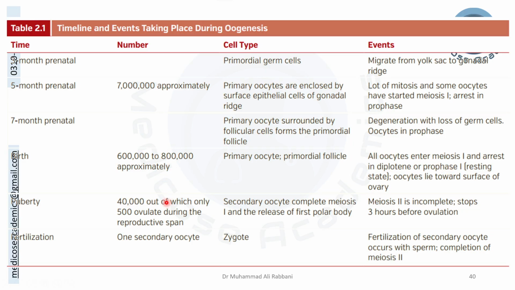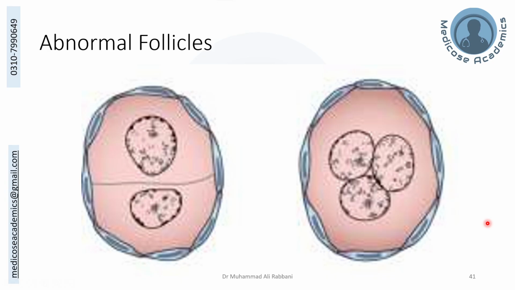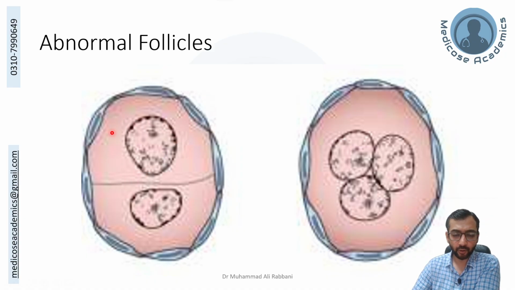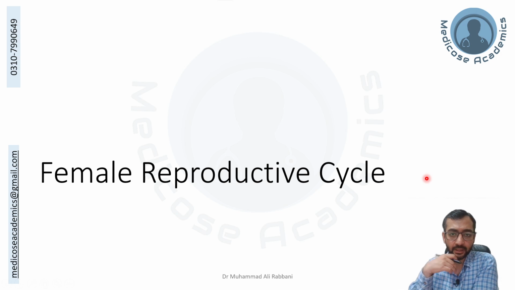Till puberty, about 1 in 20 remains, 95% die, leaving 40,000. After puberty, the oocyte goes to secondary oocyte at the time of ovulation, and meiosis 2 is completed 3 hours before ovulation, and fertilization after that. The secondary oocyte is fertilized, and it becomes a zygote after completing meiosis 2. Abnormal follicles: normal follicles contain one cell, while abnormal ones consist of more than one cell or multinucleated cells. There can be a large number of abnormal cells.